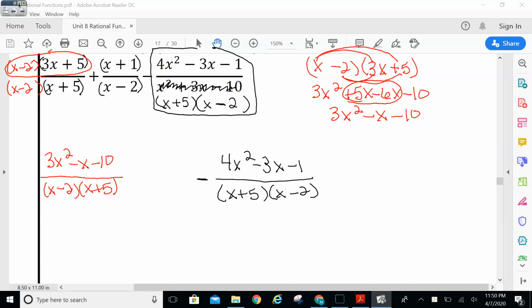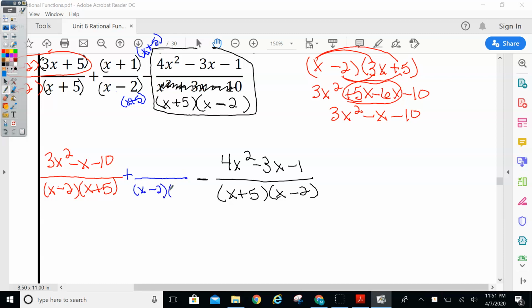And we're actually going to have to do the same thing for the second one. So for the second one here, we need to multiply this one by the x plus 5. So times x plus 5. Whatever we do to the bottom, we have to do to the top. So we're going to have x minus 2, x plus 5 on the bottom. But in the numerator, we have to FOIL this part out.